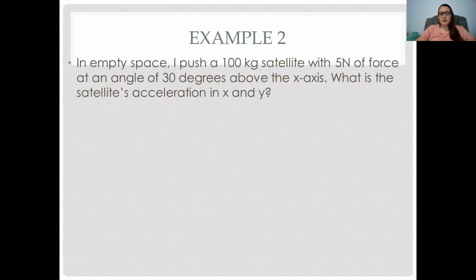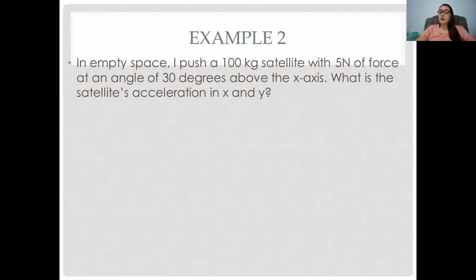All right, so here's an example. In empty space, I push a 100 kilogram satellite with 5 newtons of force at an angle of 30 degrees above the x-axis. What is the satellite's acceleration in the x and the y direction?